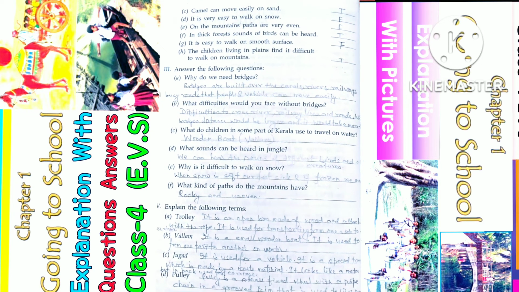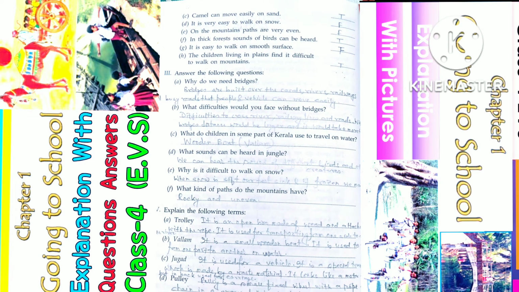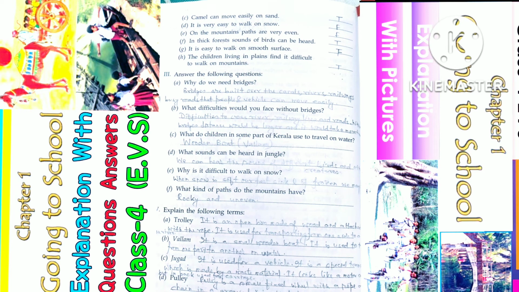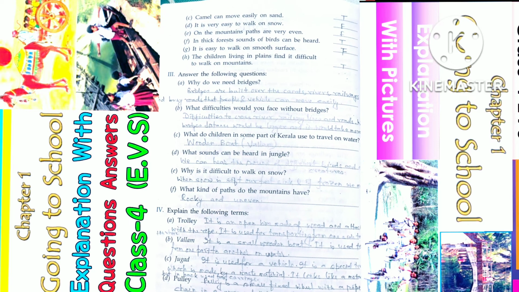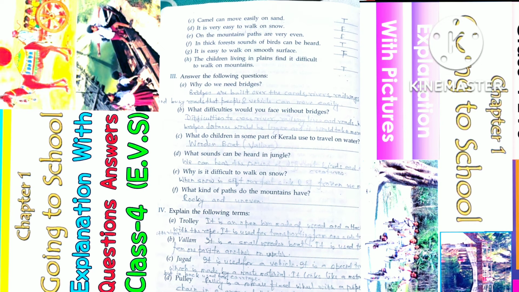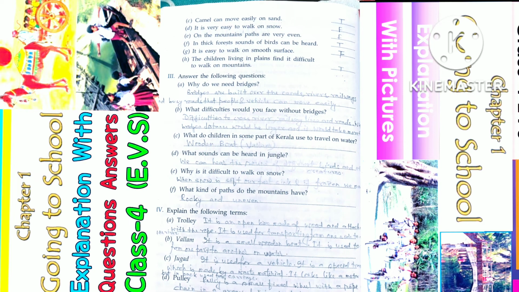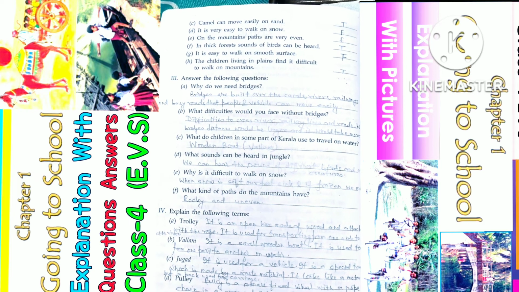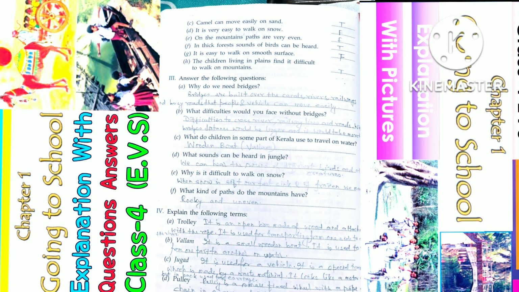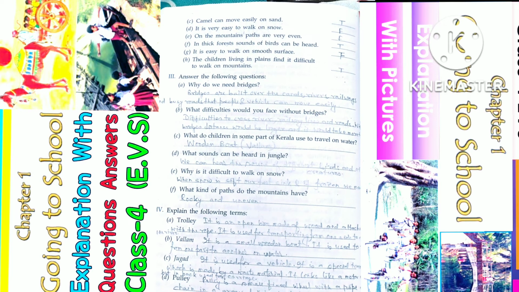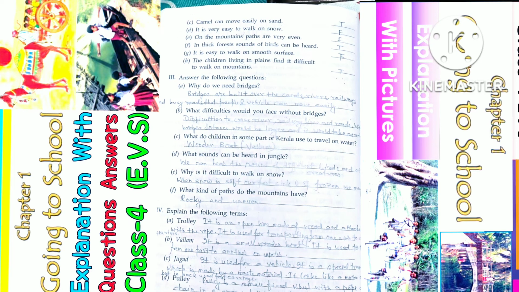True. Then the next question. Answer the following questions. A. Why do you need bridges? What is the need for bridges, what are they for? Bridges are built over the canals, rivers, railways and busy roads so that people and vehicles can move easily.